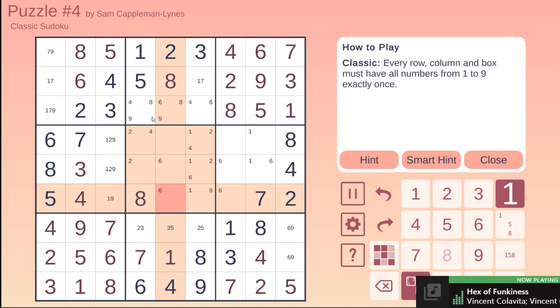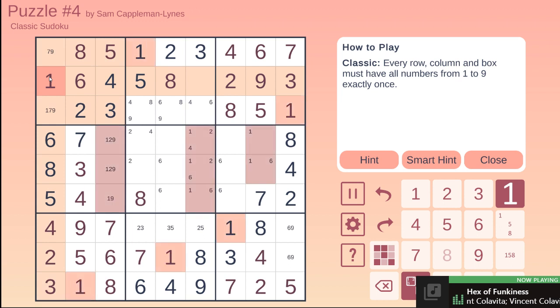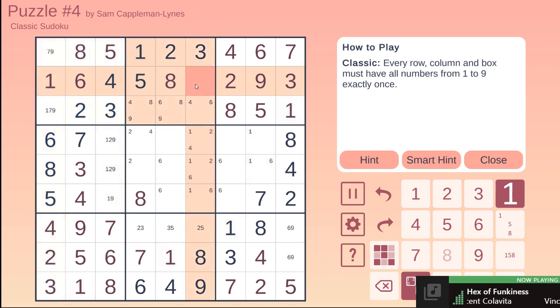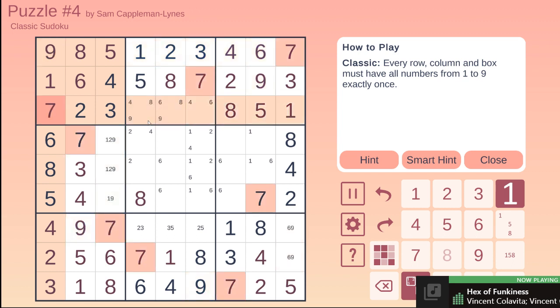So, we know this is a 1. No, this can't be a 1. What are we talking about? This can't be a 1. So that means this is a 1. So what is this? 1, 2, 3, 4, 5, 6, 7. Right, this is a 7. Sorry, I had it right. I just read it wrong. This is a 9, and this is a 7. That's perfect.